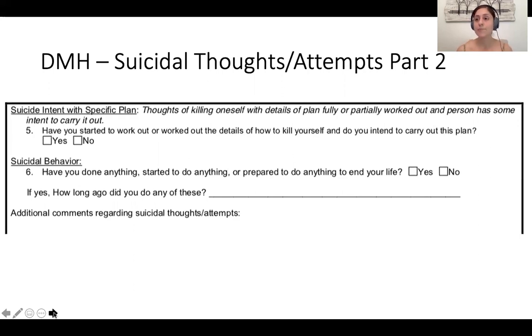You'll notice at the bottom that there's space for additional comments, and this is where you could include any further details about your assessment. If any of the boxes in questions 1 through 6 are checked off yes, you absolutely need to have more comments here elaborating on those yeses and indicating that you have assessed this thoroughly.